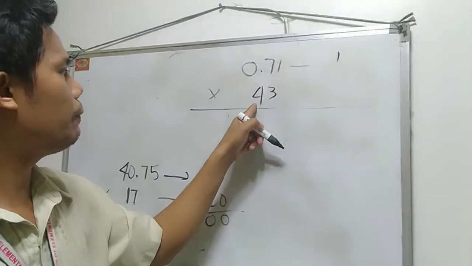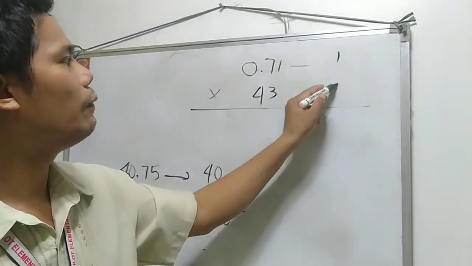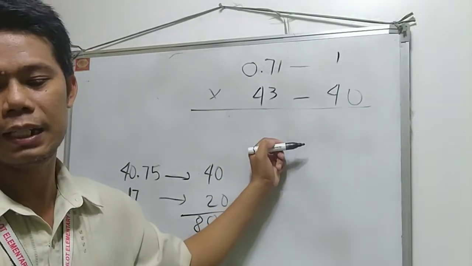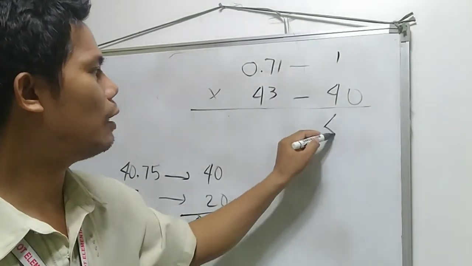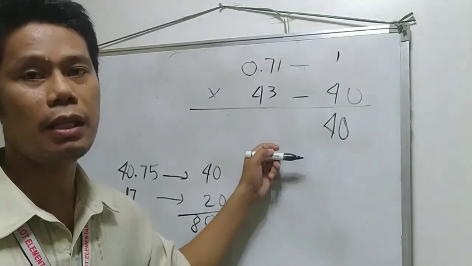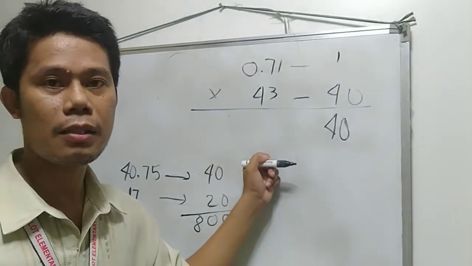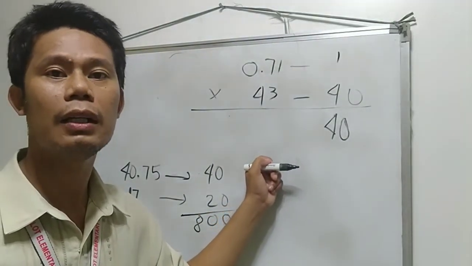Then, 43, 4, then 3, magiging 40. Tama? So, that is why 1 times 40 equals 40. So, this is now the estimated product. Madali na mag-estimate. Basta marunong mag-round off.